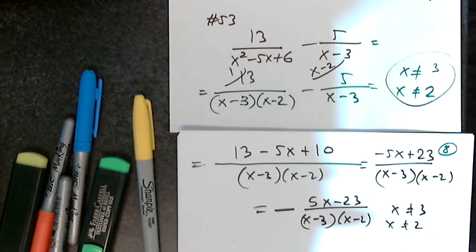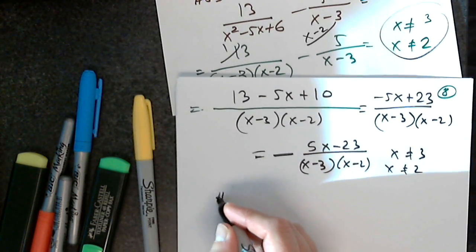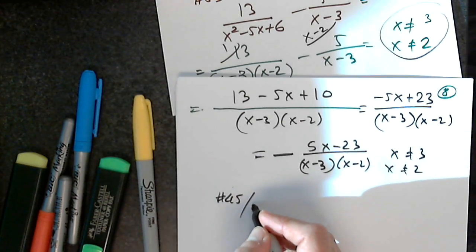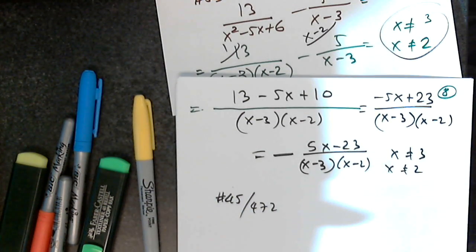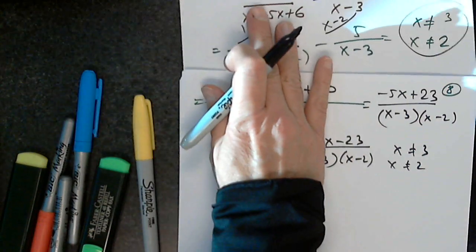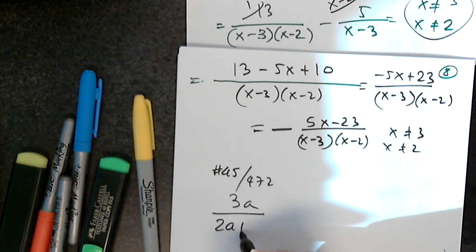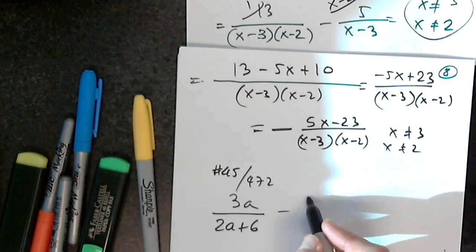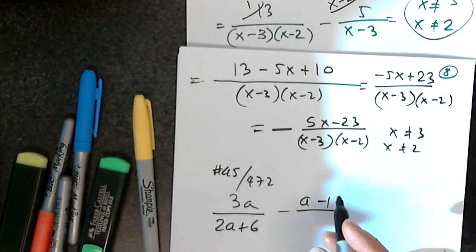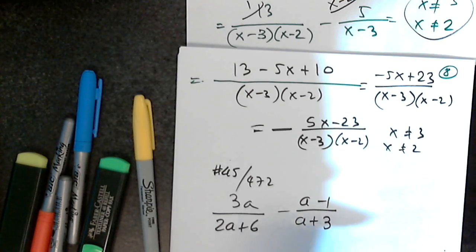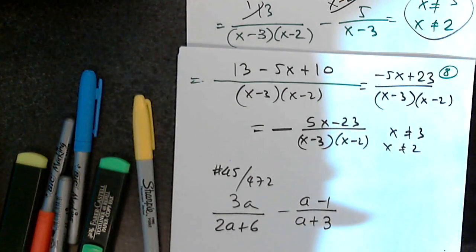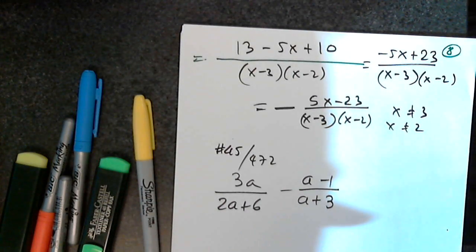Let's say, yeah, 45. We need to practice a little bit here. This is not trivial. 3a over 2a plus 6 minus a minus 1 divided by a plus 3. Okay. Can anyone tell us what will be the first step here?